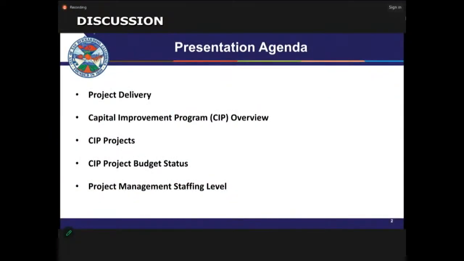So tonight's agenda, we will be discussing a high-level overview of a typical project delivery. So that's the next slide. Then we'll be providing an overview of our CIP. Then our staff will get into specific project details. Then we will discuss budget impacts. And lastly, we'll discuss project management staffing levels.